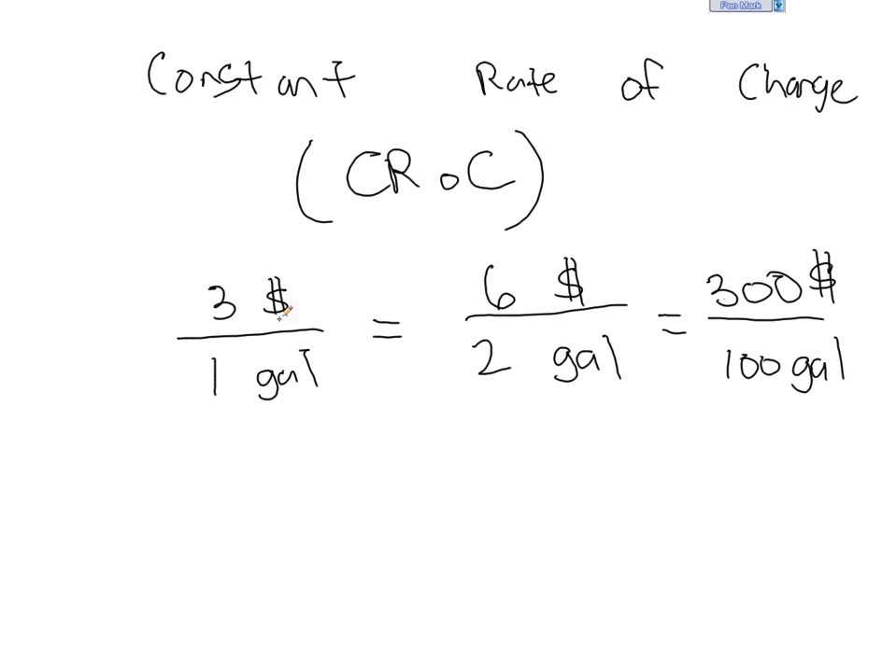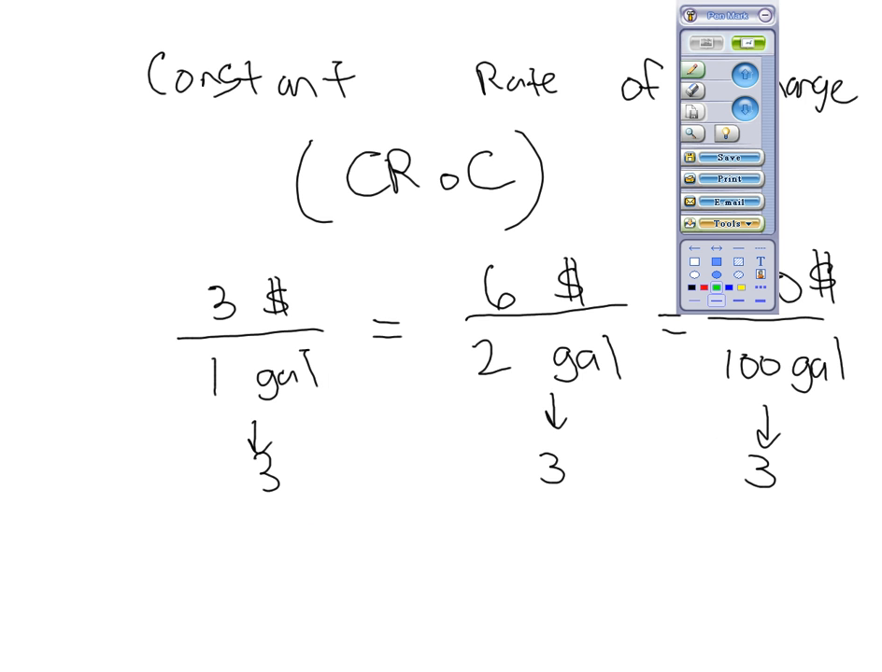Okay, but look at all these ratios. 3 to 1 is the same thing as 6 divided by 2. This comes out to 3. This comes out to 3, 6 divided by 2. And this comes out to 3, 300 divided by 100. So it's a constant rate of change. Regardless of how many units of output for the respective units of input, it's always the constant ratio in terms of the rate of change.